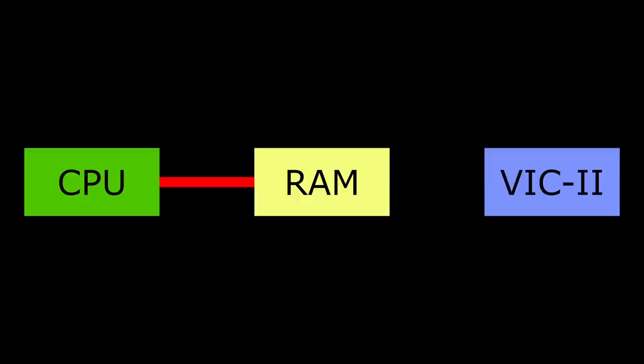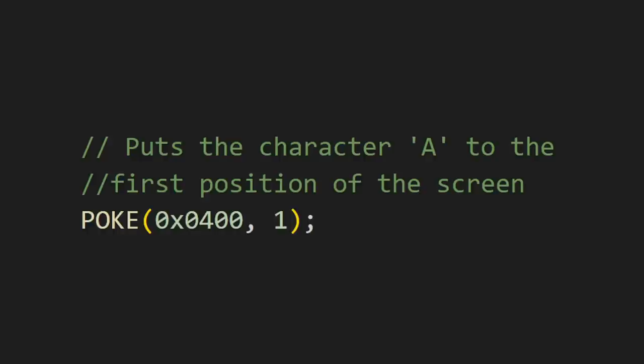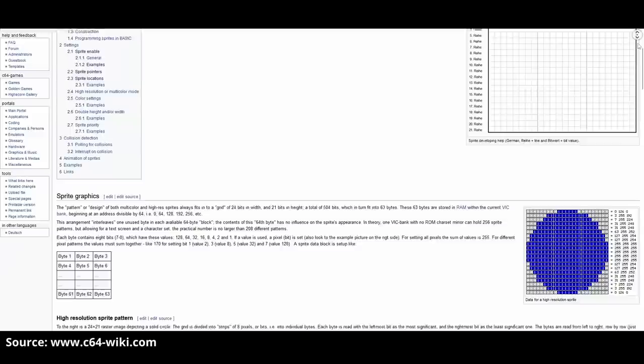In its core, it's an incredibly simple machine. There's a CPU and a graphics chip which take turns accessing the RAM. The graphics chip takes the characters it has to print onto the screen from a predetermined location in RAM. So all we have to do is to write our required data to the screen RAM. But wait, the screen is only 40 by 25 characters. How are you going to move tanks around the screen smoothly? Well, that's where sprites come in.